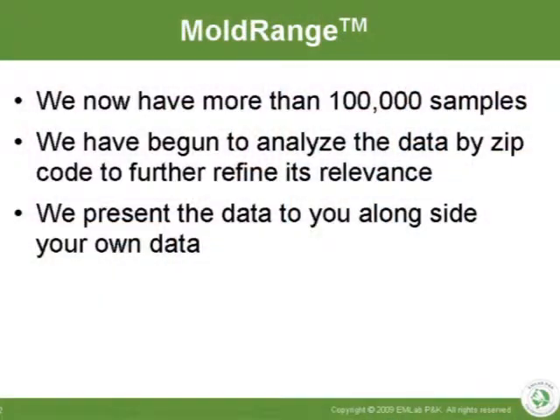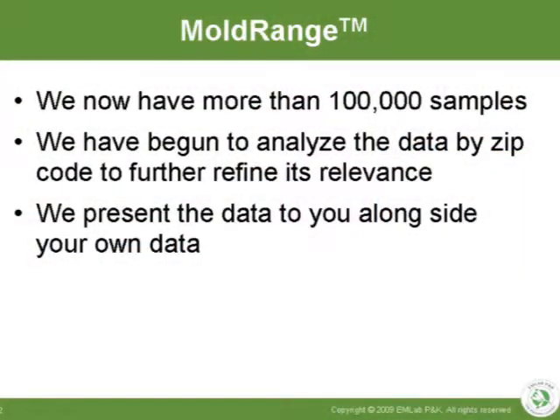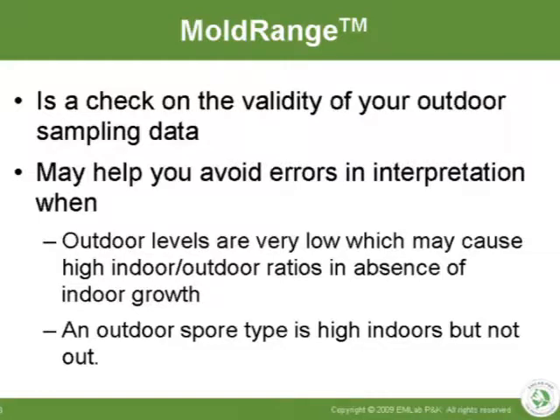Because we have so many samples now, we can further analyze our data, and we're doing that by zip code. So in the near future, you can receive data based on the zip code that you're actually sampling in, or at least a group of zip codes that represent your area ecologically with respect to the fungi, and the date that you're sampling on, or at least within a short period on either side of that date. This will improve your ability to use the MoldRANGE to compare with your own outdoor sample. The MoldRANGE is meant to be a check on the validity of your outdoor sample. It may help you avoid errors.